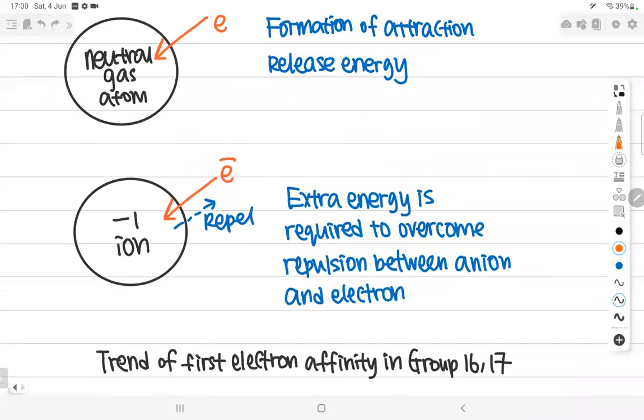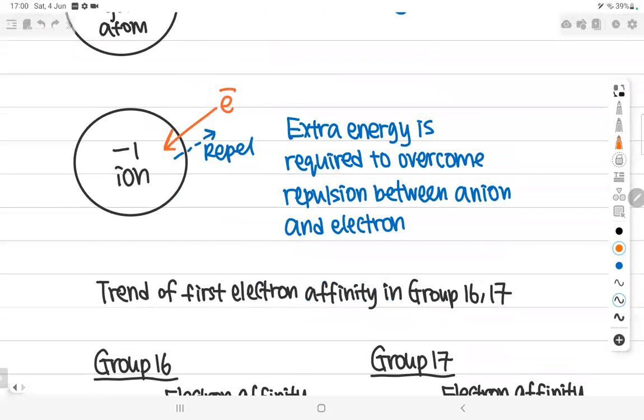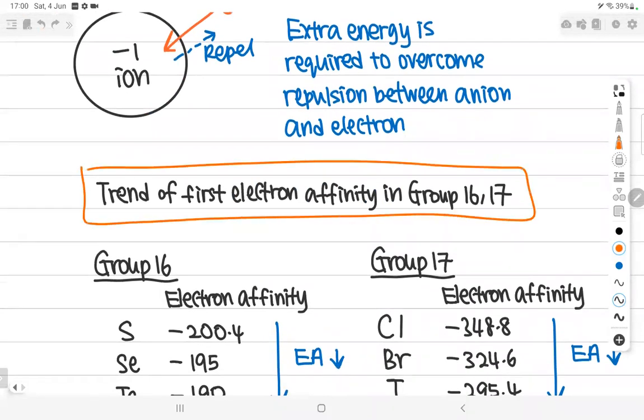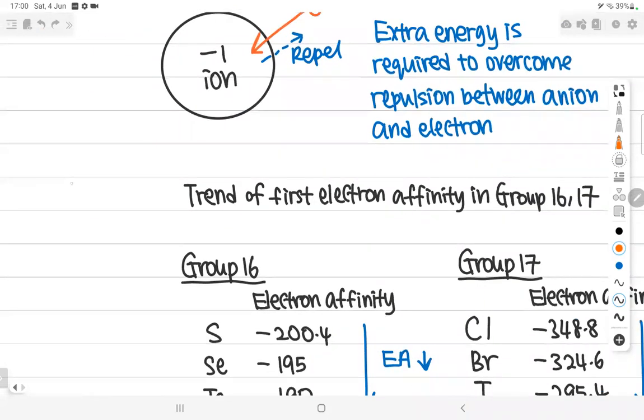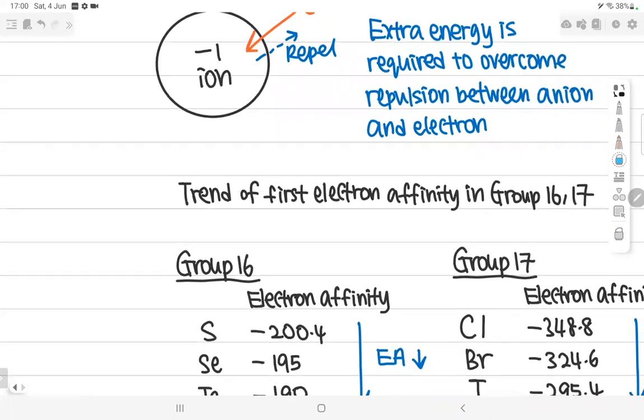So let's go on. The next thing, which is the last thing for electron affinity, then we will go on to the calculation. This is a new syllabus addition they added in year 2022. Previously this part was never tested. So this is a new addition in year 2022.